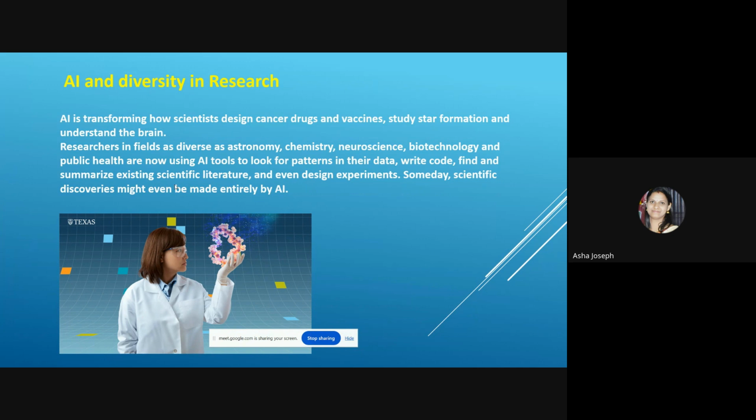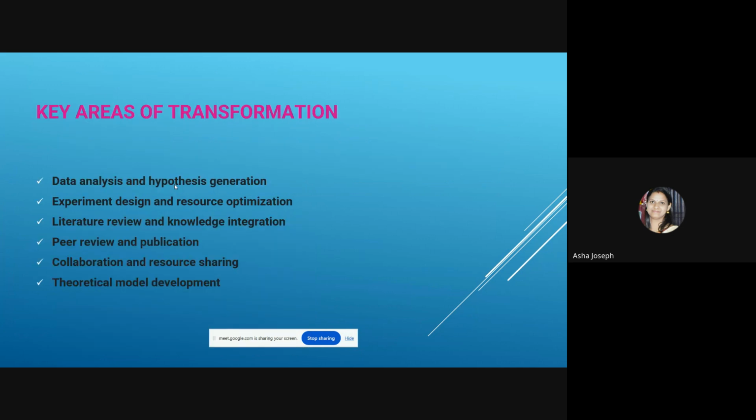Early applications focused on automating tasks such as data entry and literature searches. However, recent advancements in machine learning, deep learning, and natural language processing have unlocked a new era of AI-powered research capabilities. And let us see what the key areas of transformation are now.